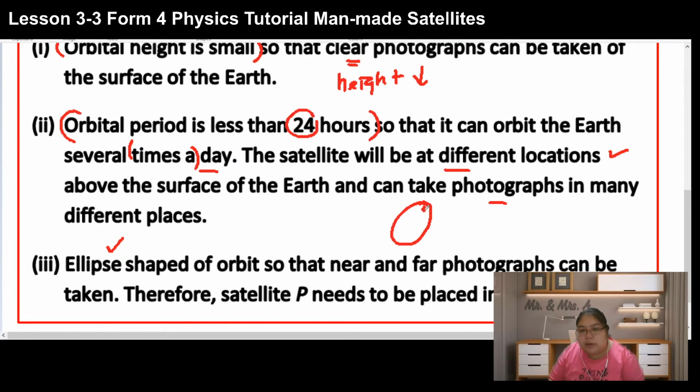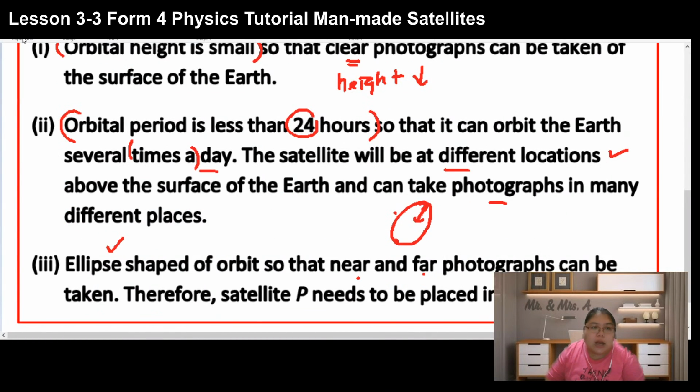When you go here, you are closer. When you go to another part, it becomes farther. Remember the micro and the macro. So from here you can take near and far photographs. Therefore, satellite P needs to be placed at orbit X. Finally, P will choose orbit X. So this is the first one, the explanation for P. This one is the answer.